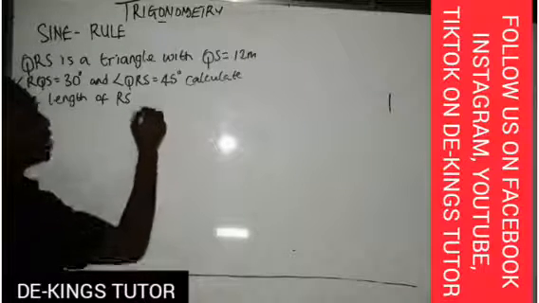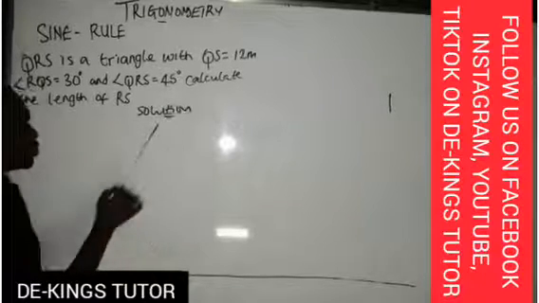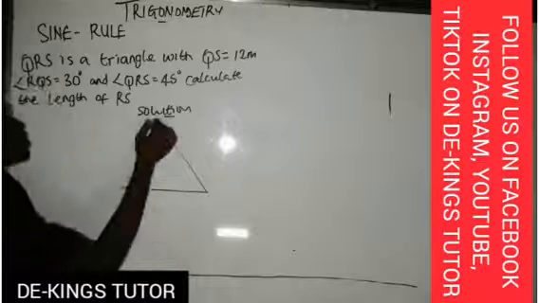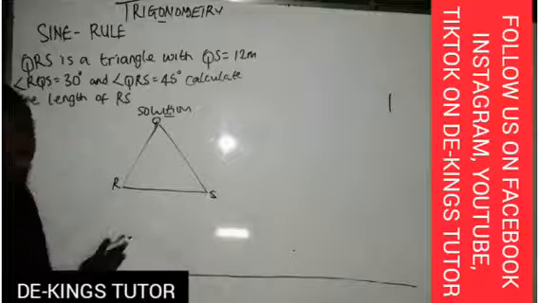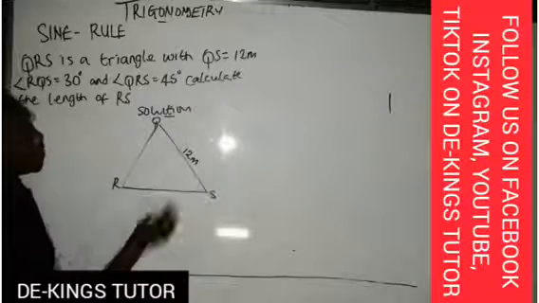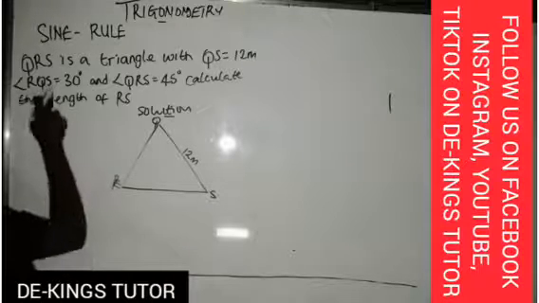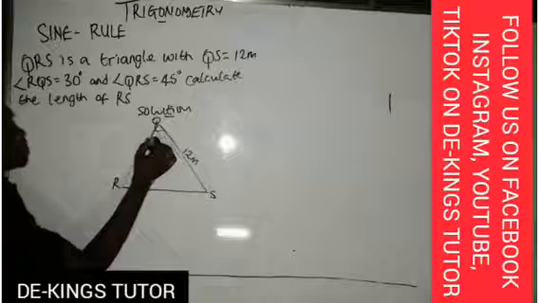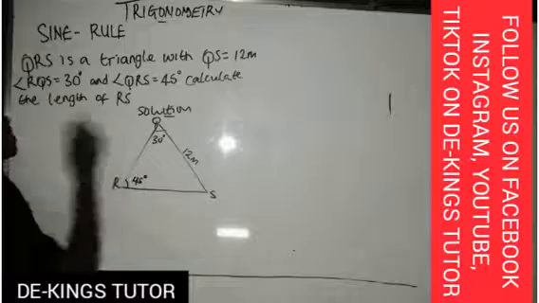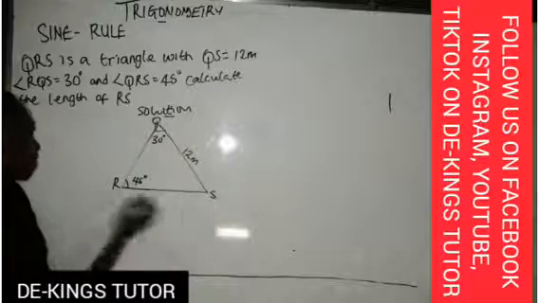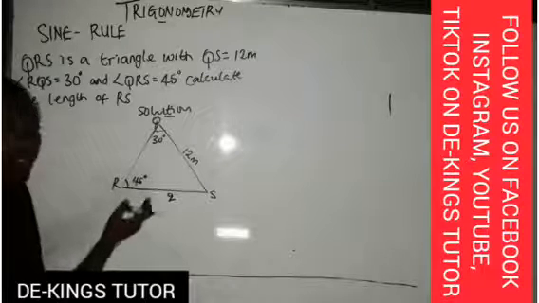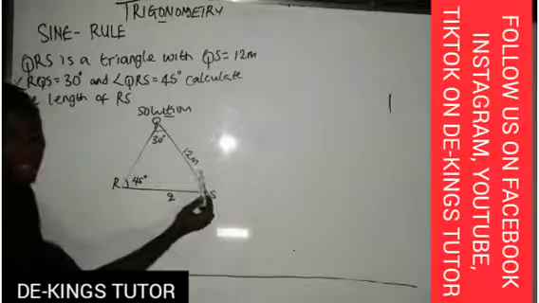Now, for the solution, if we draw it, we have triangle QRS. They said QS is 12 meters, so this line QS is 12 meters. The angle RQS, which I told you is at the middle, is 30 degrees. And angle QRS is 45 degrees. We want to calculate the length of RS, this length, which we can represent as q. So remember the condition for using this formula: two angles and a side are given, so we can use it.